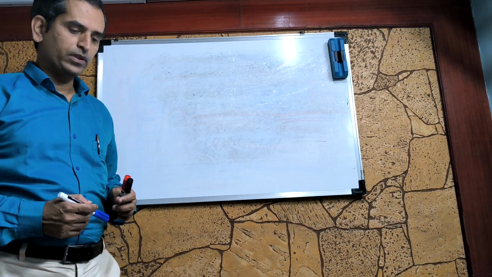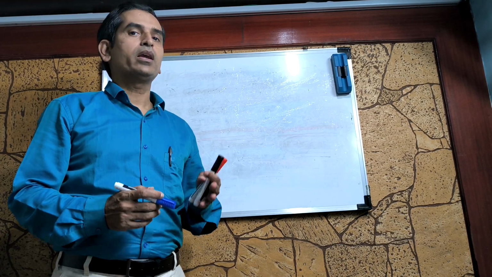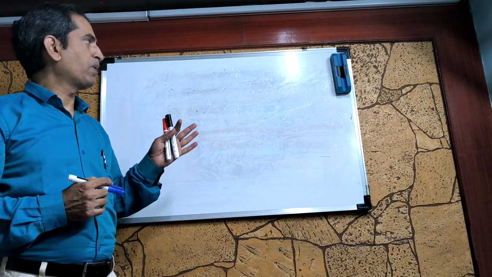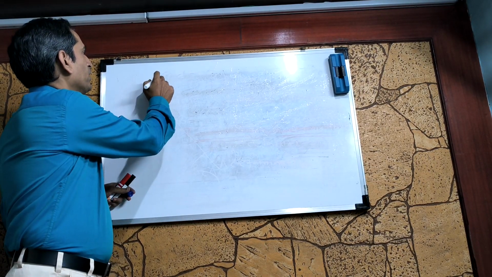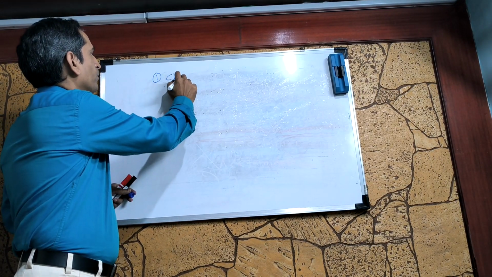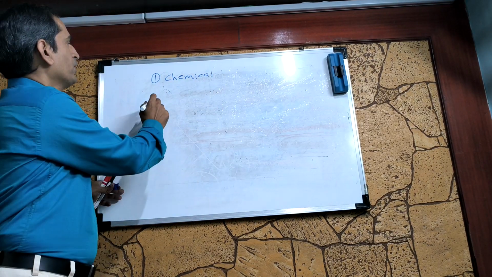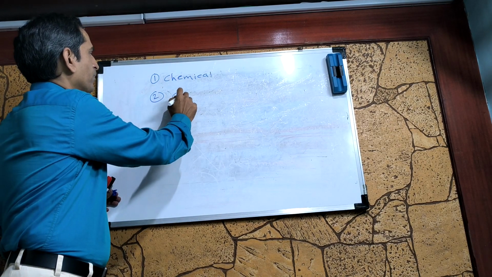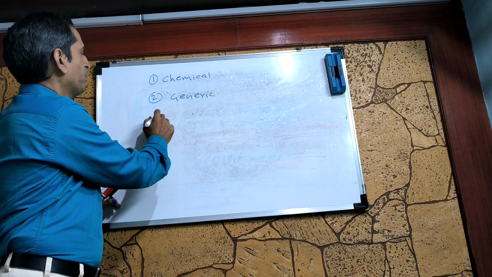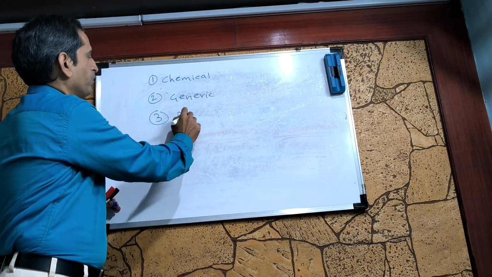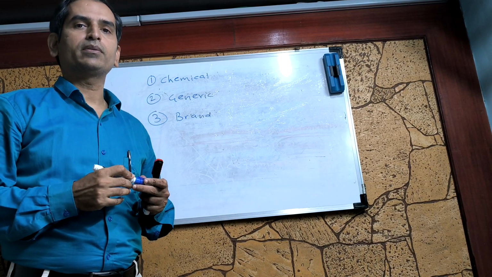In this video, I'll be discussing the nomenclature of a pharmaceutical product. Any pharmaceutical product which is marketed has three names. The first name is called the chemical name. The second name is called the generic name. And the third name is called the brand name. These are the three names that the pharmaceutical product has.